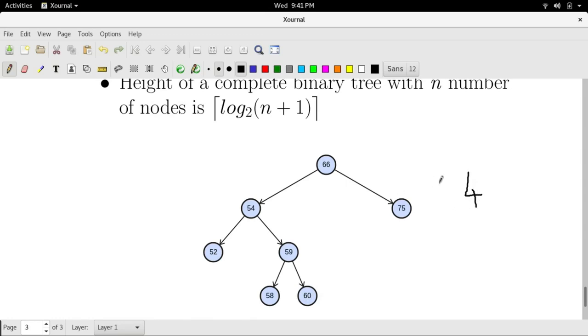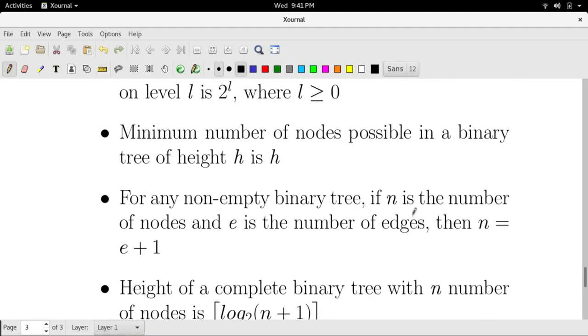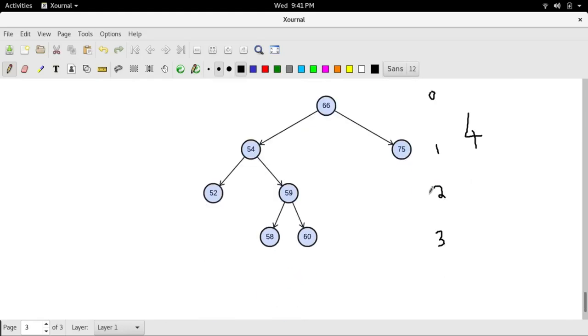Or I can say that height of a tree is maximum level number plus 1. The levels are 0, 1, 2 and 3. The property says that the minimum number of nodes possible in a binary tree of height h is h. So if the height of a tree is 4, then minimum number of nodes possible in that tree is 4. Obviously, this is not the one with minimum number of nodes.